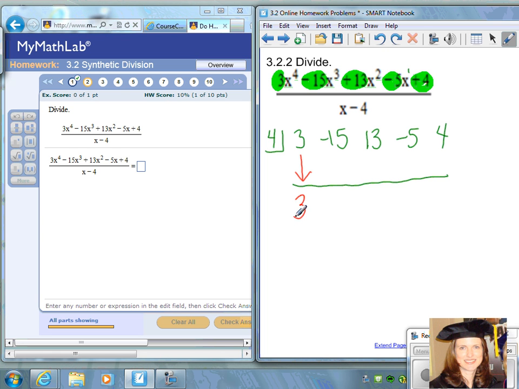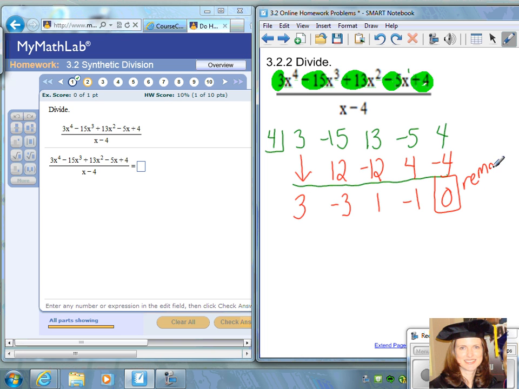Bring that down, and then everything below the line you're going to multiply by the number in the box. 3 times 4 is 12. Add negative 15 and positive 12 to get negative 3. Negative 3 times 4 is negative 12. 13 plus a negative 12 is a positive 1. 1 times 4 is a positive 4. Negative 5 plus 4 is negative 1. And then negative 1 times 4 is negative 4. The last, when you add them together, that last number is always the remainder.